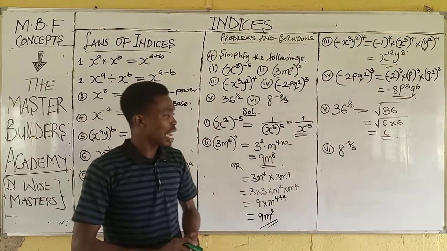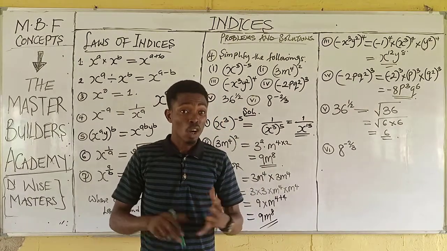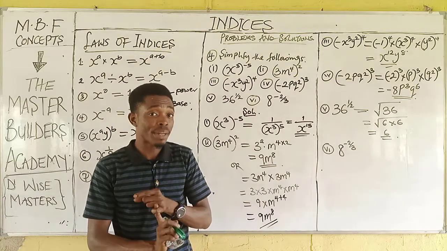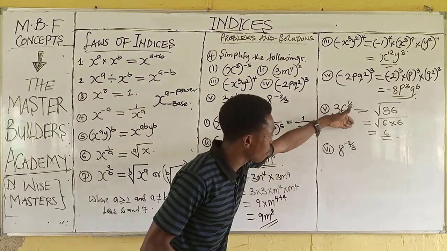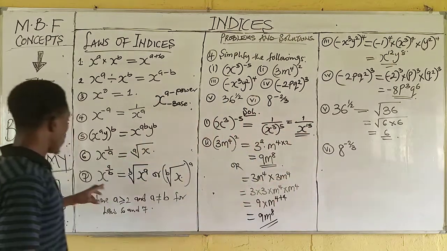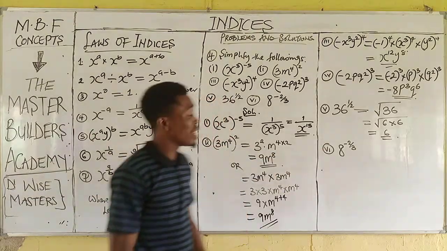Looking at this question, guys, this question is a combination of 2 laws. As simple as it is, a combination of 2 laws in one. How? First, I have a fraction where the numerator is greater than 1 and the denominator is greater than 2, which obeys rule number 7. Now I have a negative here, which obeys rule number 4.